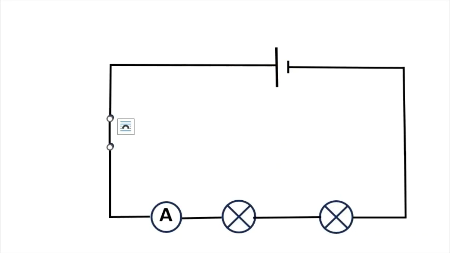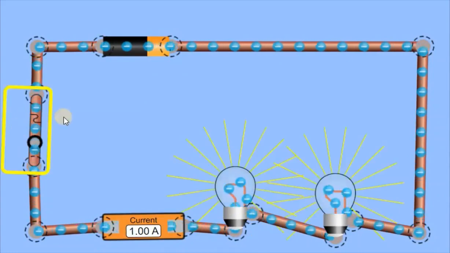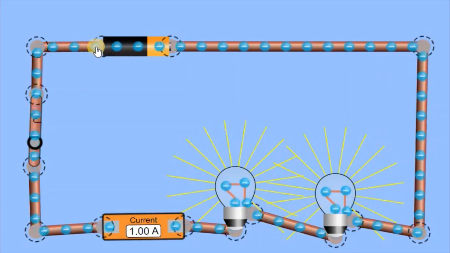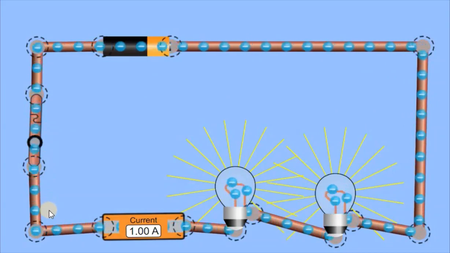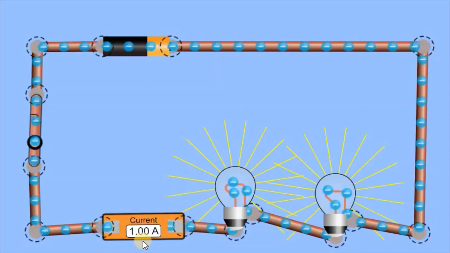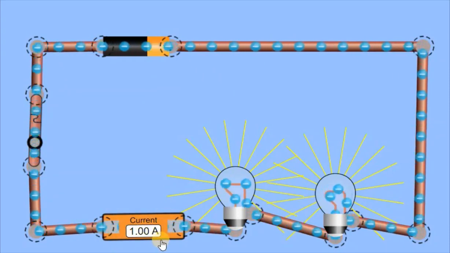Now we can also look at a simulation. Here we've got a simulation, and you can see I've got a switch. The moment we close the switch, let us see what's happening. We can see here is the cell. Charges are moving. You can see the charges, and the charges are carrying energy. Then the charges are moving through the ammeter. This apparatus here is an ammeter, and it's got a reading. The reading says 1 ampere, meaning that 1 coulomb of charges is passing through this ammeter every second.